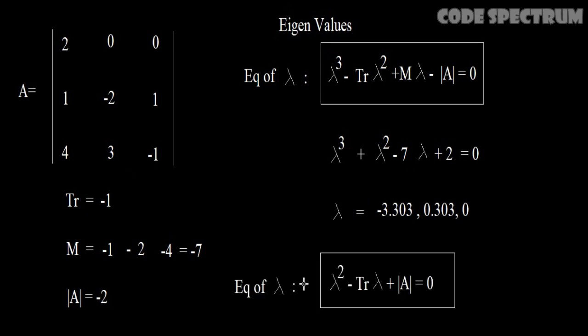Also, you may use this equation for a 2 cross 2 matrix determinant. You can place the trace here, the determinant here, and find out the value of lambda. It will be the eigenvalues. Now let's talk about the Echelon form. This form is very important for solving simultaneous equations of 3 variables and 3 equations. And in this case, let's just find out the Echelon form for this determinant.